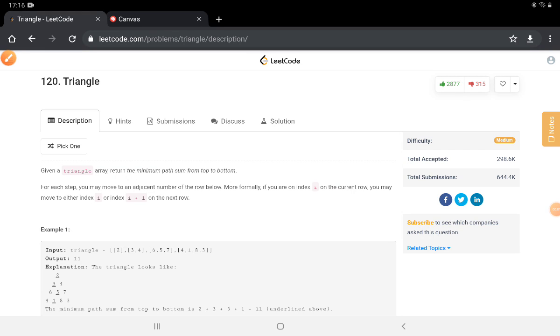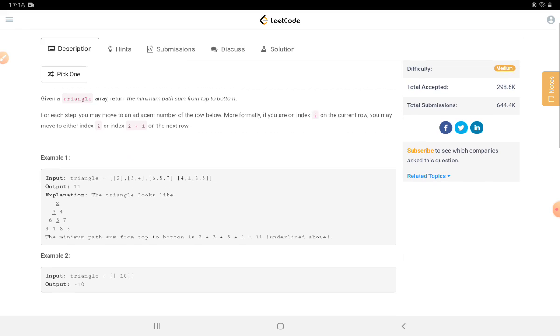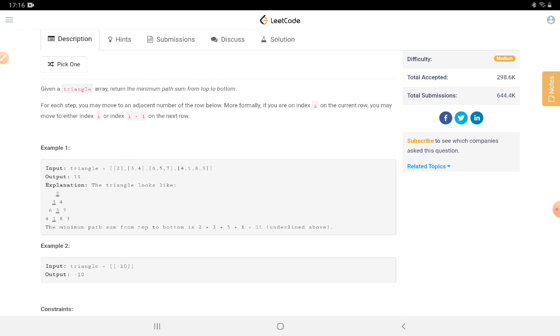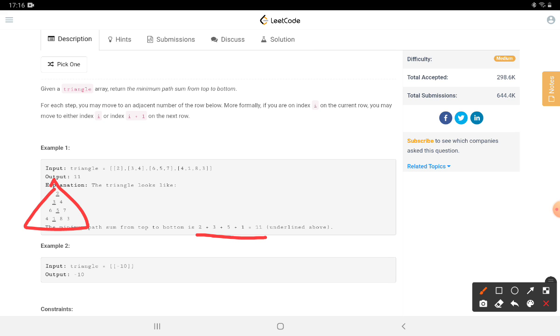Hello, let's take a look at Leetcode programming problem number 120, Triangle, today. So the problem is as follows. We are provided with a triangle of integers and we have to find the sum of the minimum path in it. Basically, if you look at the example they have provided, this is the triangle. The minimum path sum is you go from 2 to 3 to 5 to 1, which is 11.